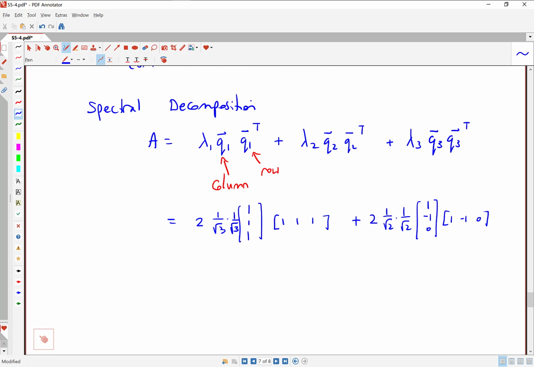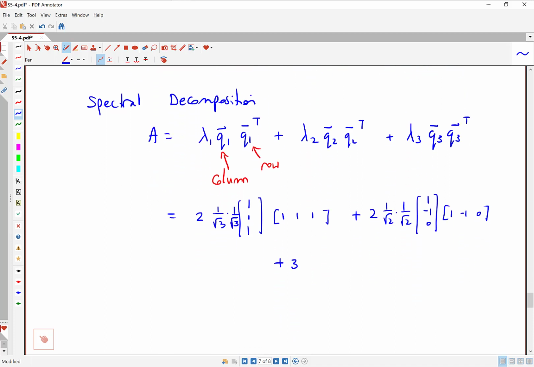Okay, and then we'll go plus, I'm going to write the third term on the next line. Our eigenvalue is 3, and our eigenvector had a 1 over root 6. So we're going to get a 1 over root 6 times our column times our row. And our vector looked like 1, 1, negative 2. So now it's just a matter of getting this multiplied out, and then we'll have our matrix A.